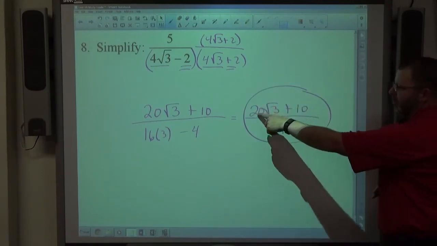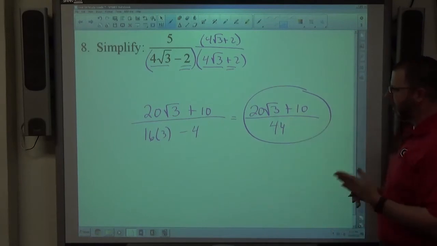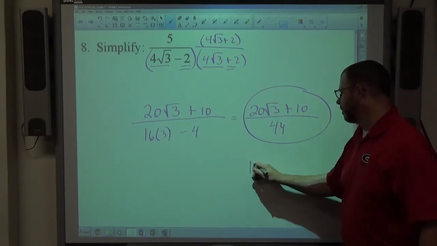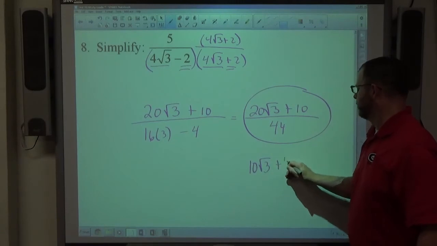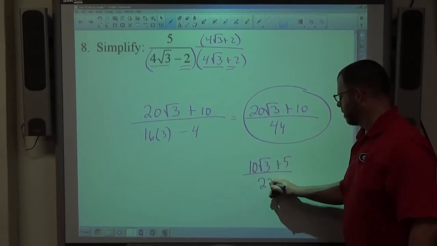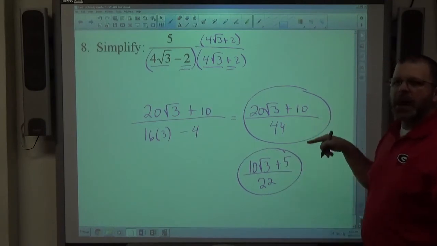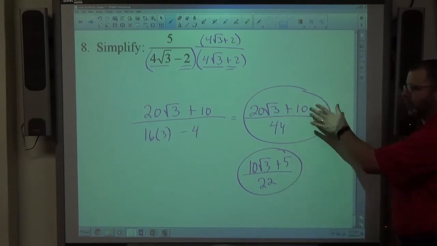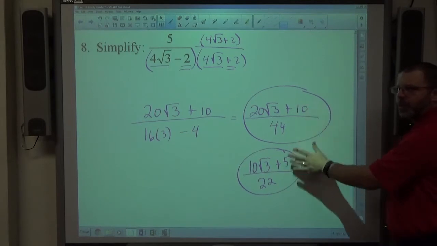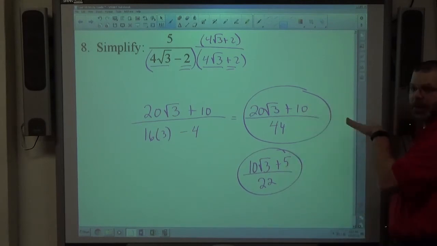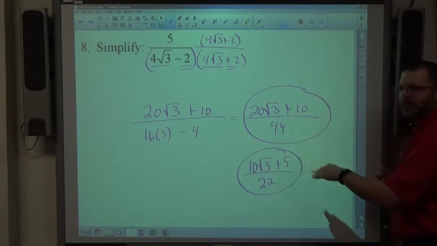Do notice though that 20, 10, and 44 are all even. Dividing by 2 is legal. Dividing everything by 2, that's a better answer. Again, I won't count this wrong. If it were me, I would go ahead and put this on my test, then reduce. If you reduce it properly, if you have the right answer on your test, I'm going to count it right. I do want to see that you make an effort to reduce fractions.